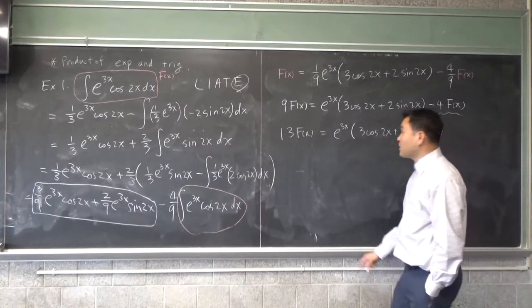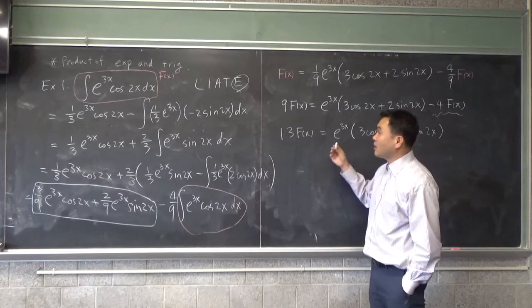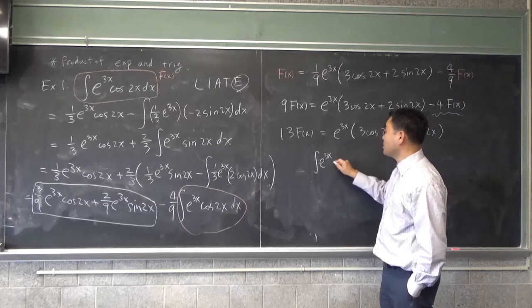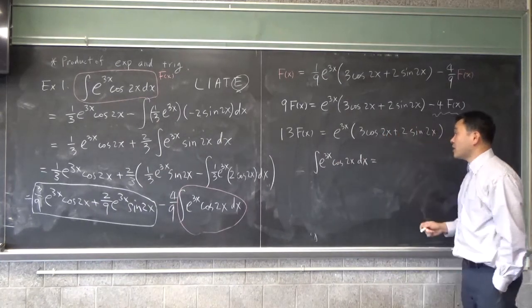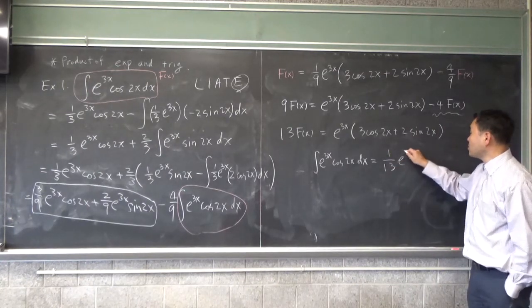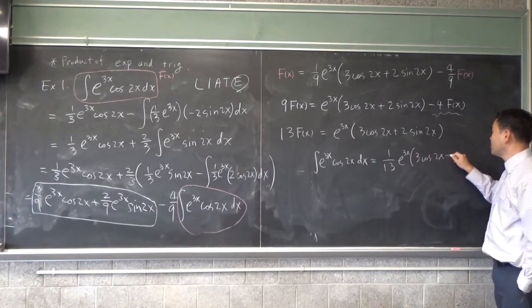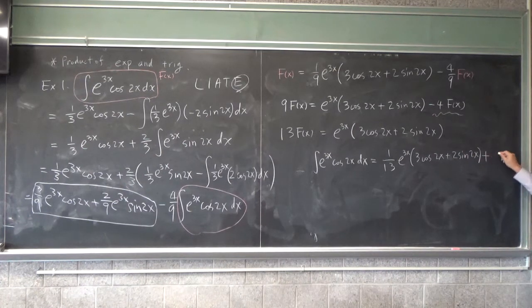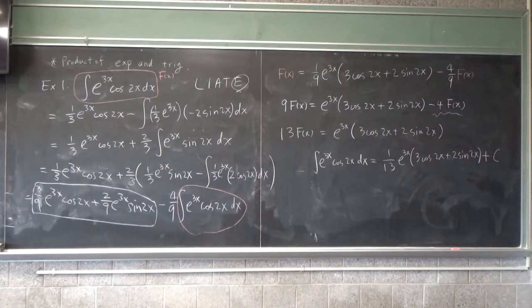So what is our function? You divide by 13, and that's the answer, right? So at the end of the day, we figured out that the integral of e to the 3x cosine 2x dx is given as 1/13 e to the 3x times 3 cosine 2x plus 2 sine 2x, and don't forget the plus C. The C wasn't here, but you still have to put it. So that's how you do that integral.